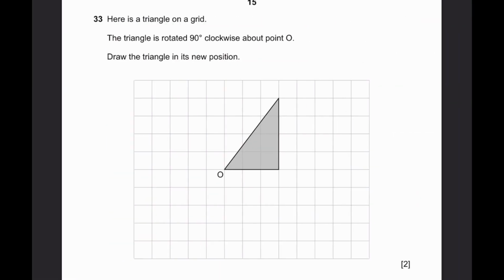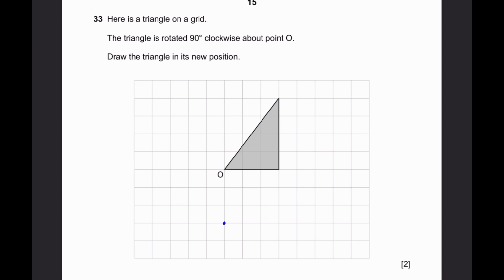Here's a triangle on a grid. The triangle is rotated 90 degrees clockwise about point O. Draw the triangle in its new position. 90 degrees clockwise means we go in this direction, 90 degrees. So one of the vertices is on point O, and if we rotate it any amount, it'll stay on point O. We can consider the other two vertices now. This one, rotated 90 degrees clockwise about point O, will become here. Because it's 3 units away from point O, now it's 3 units away from point O, same magnitude but in a different direction.